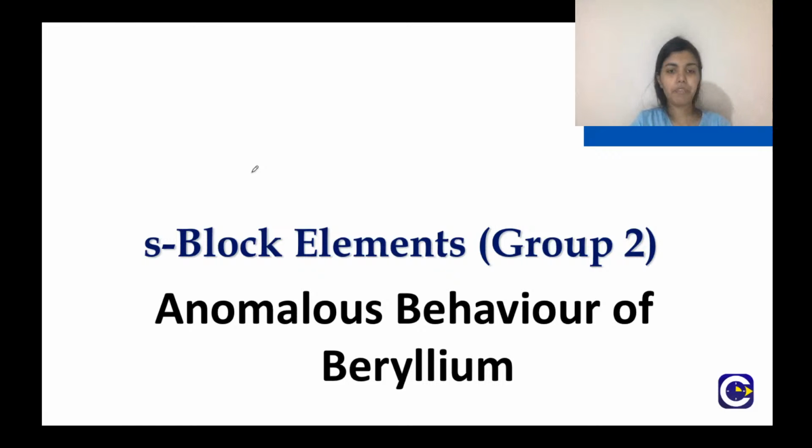Hello everyone. Today we will be starting with the last session of S block elements, that is group 2. Some part of group 2, like the physical properties or the comparative properties of group 1 and group 2, we have done in the previous session. And today we will be doing the last session for S block elements.